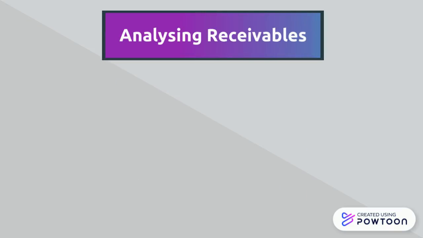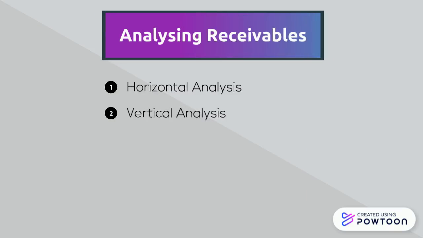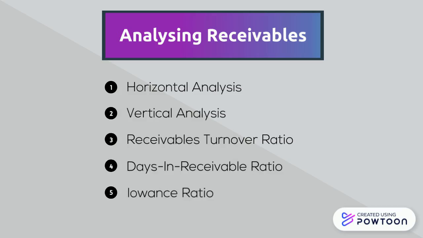To summarize, analyzing receivables can be performed through 5 different methods, which are horizontal analysis, vertical analysis, receivables turnover ratio, days receivable ratio, and the allowance ratio.